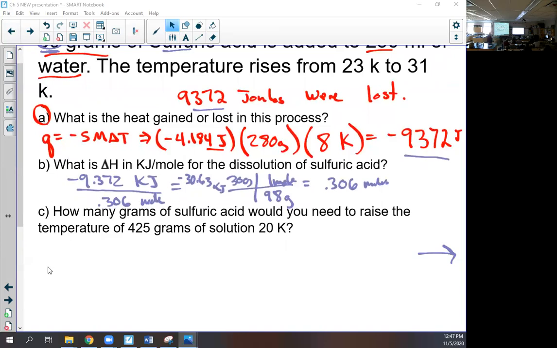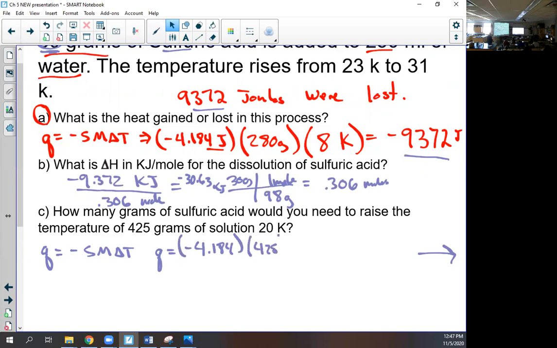All right, so I know that Q is equal to negative SM delta T. So I'm going to plug that in. Q is equal to negative 4.184. The mass, it tells you, is 425. And the delta T, it says raise the temperature 20 Kelvin. So that's a positive value. Somebody type that in for me. Yes, negative 4.184, that's joules, right? That's joules.